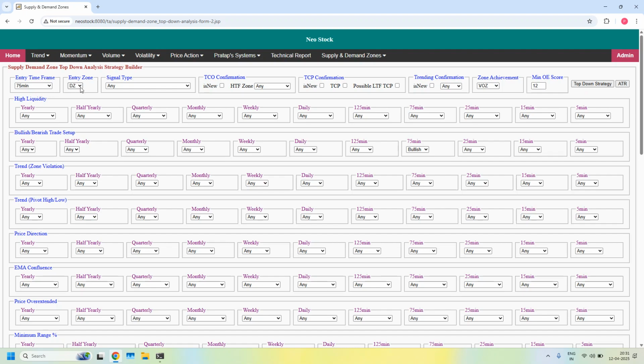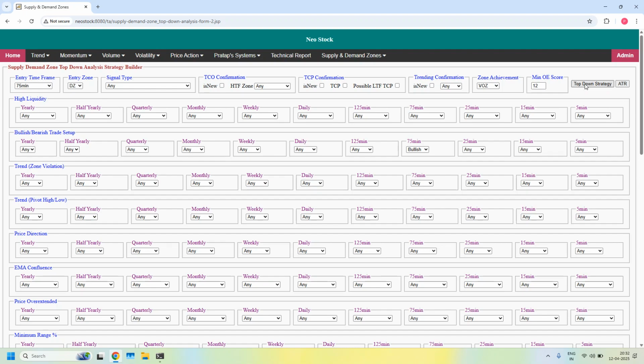If you don't select demand zone or supply zone, then what will happen? Filters will be applied on both the sides. If any one condition satisfies, it will give a result. That's why you should carefully select these filters. Okay, at present I'm carefully selecting. Maybe in future, if you get access to the software, at that time you have to carefully select these filters.